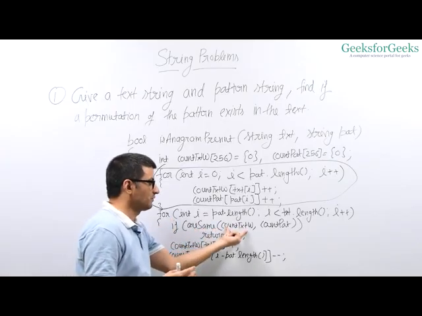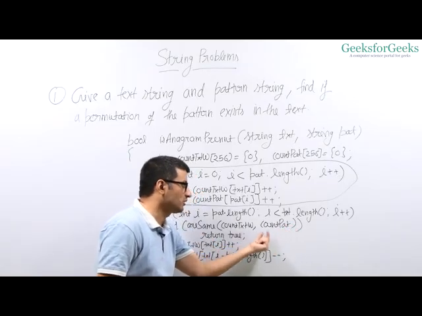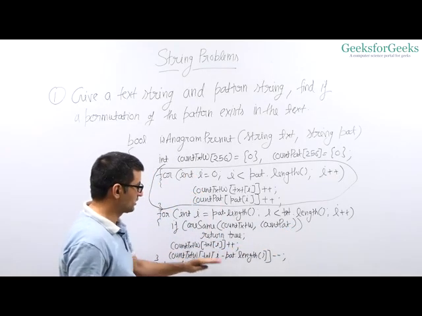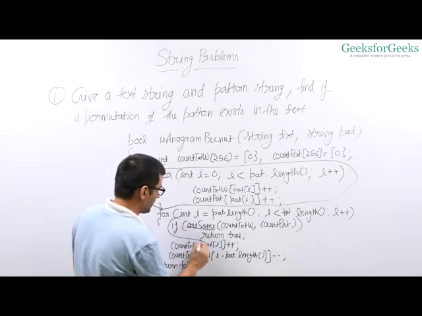If count of this I is not equal to count of this I, then return false. At the end, return true. Simply comparison of two arrays I'll be doing in this rsame function, right?